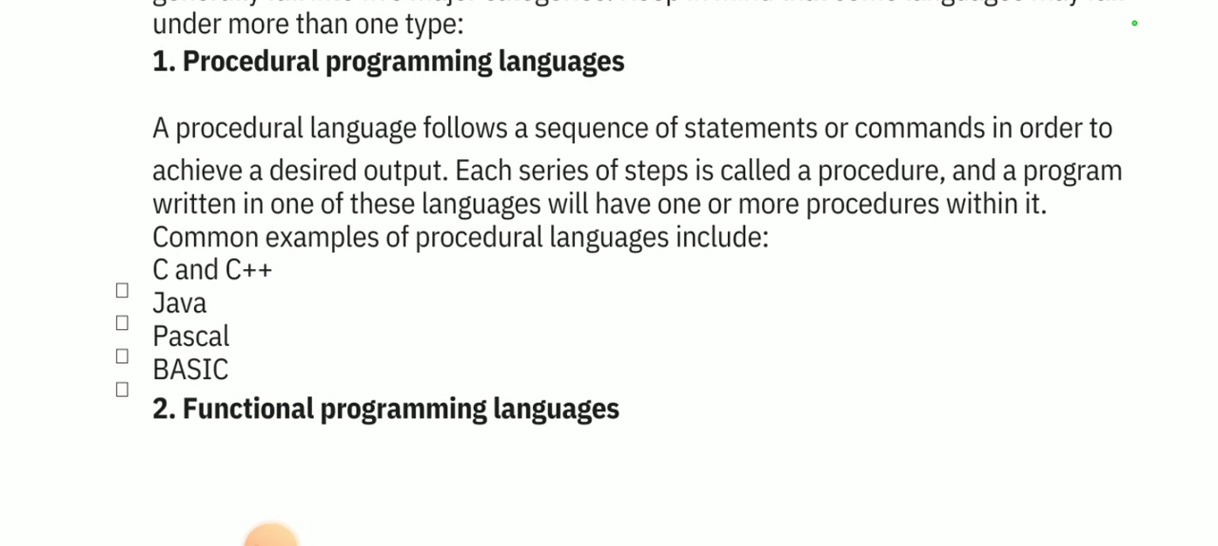Procedural languages follow a sequence of statements or commands in order to achieve a desired output. Each series of steps is called a procedure, and a program written in one of these languages will have one or more procedures within it. Common examples of procedural languages include C and C++, Java, Pascal, Basic.